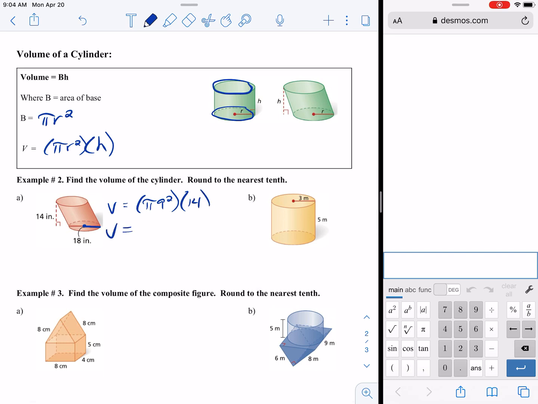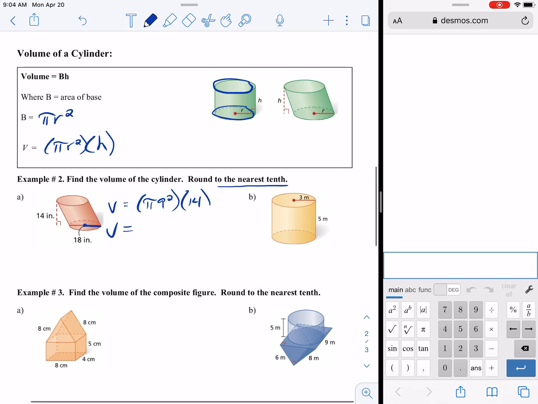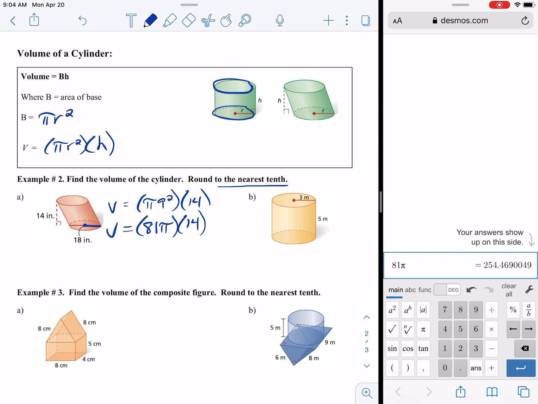We are not leaving it in terms of pi, we're rounding to the nearest tenth, so we're going to punch this into our calculator. We're going to punch in 81 pi times 14 to get the number of cubic units that we can fit inside of this cylinder. 81 pi times 14, round to the nearest tenth, 3,562.6 inches cubed.